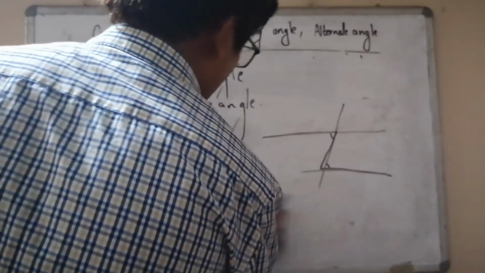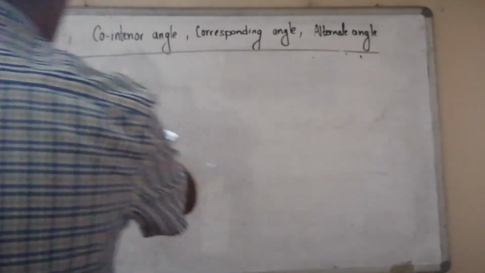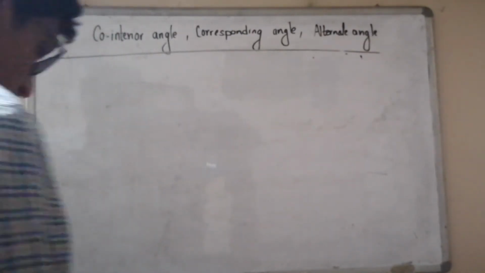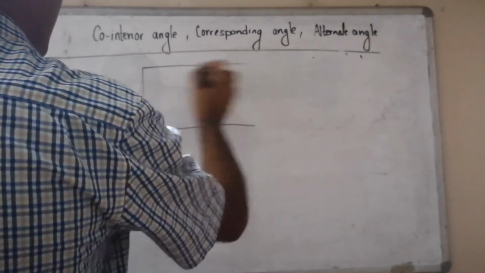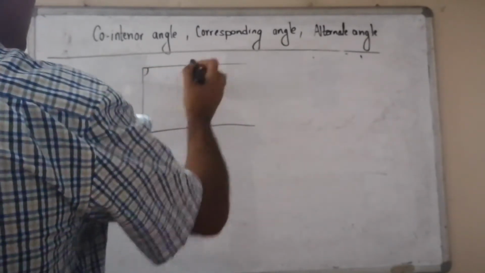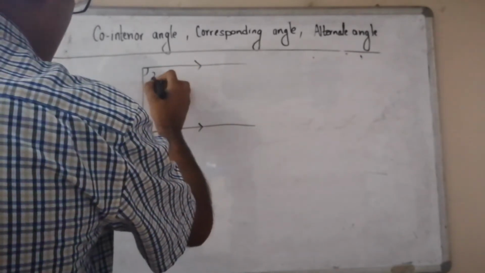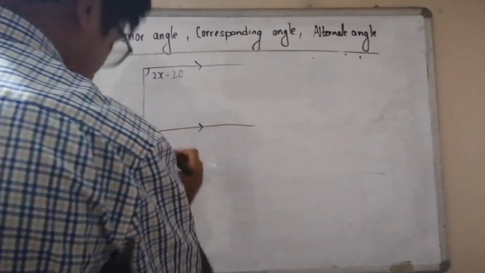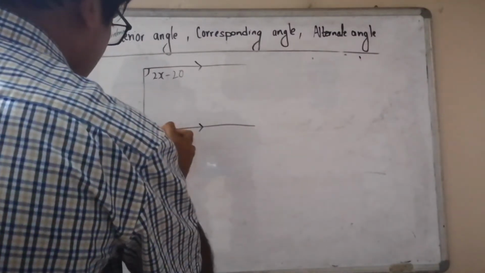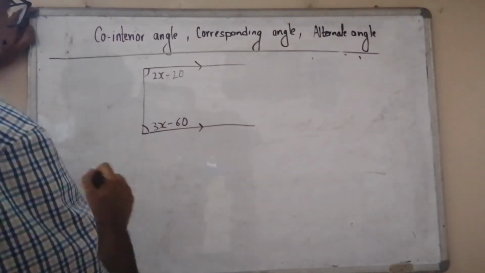So we have discussed enough about the alternate angle, co-interior angle and corresponding angle. Now we are going to solve some of the problems on corresponding angle here. So if these two lines are parallel and these two angles are given, suppose this is 2x minus 20 and the other one is 3x minus 60. Then let us solve this problem here.